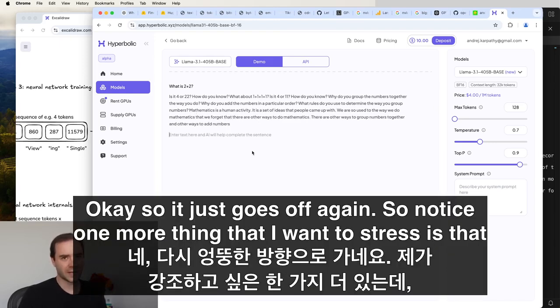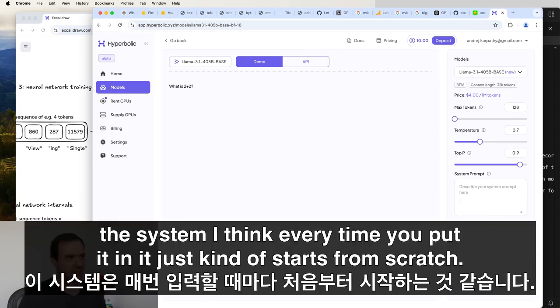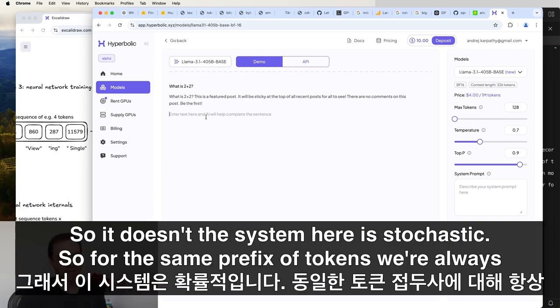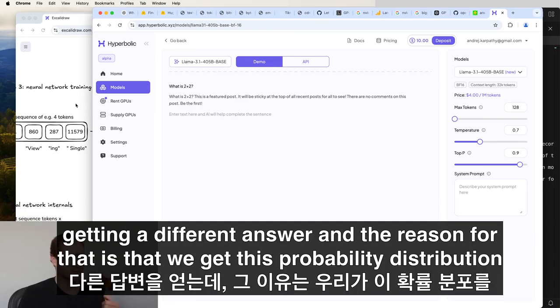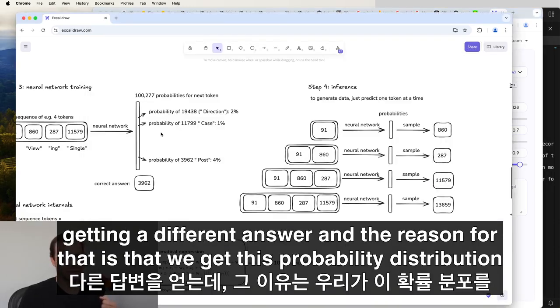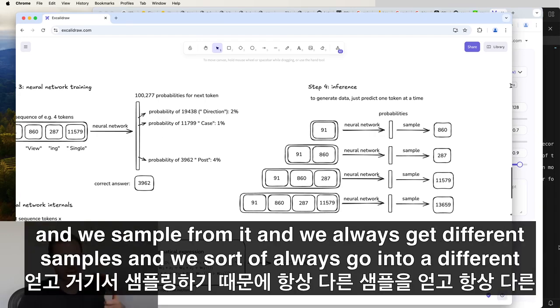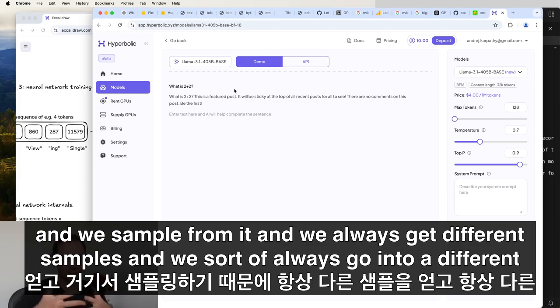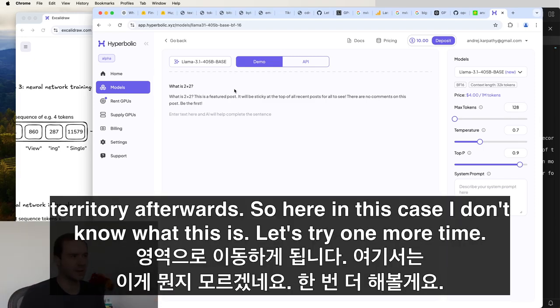So notice one more thing that I want to stress: every time you put it in, it just kind of starts from scratch. The system here is stochastic. So for the same prefix of tokens, we're always getting a different answer. And the reason for that is that we get this probability distribution and we sample from it, and we always get different samples, and we sort of always go into a different territory afterwards.